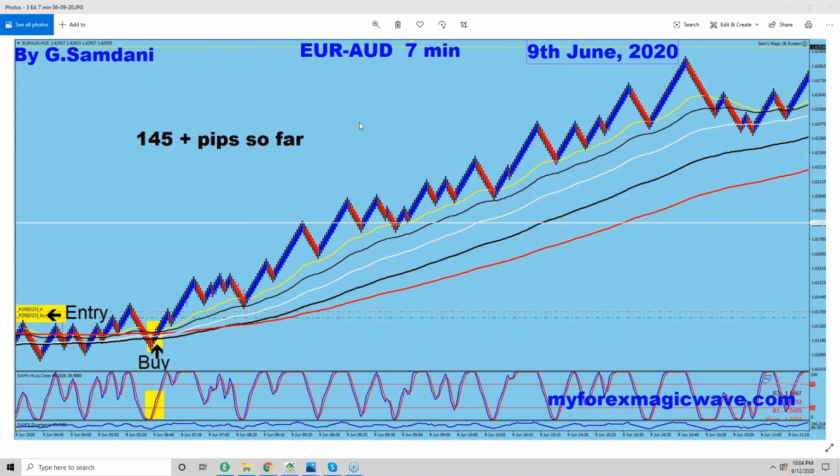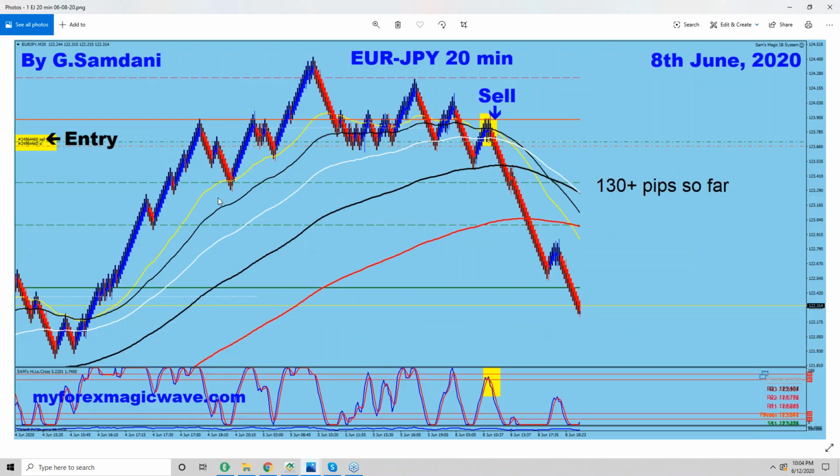I just want to show you a few things, the trades and the reasons. So let's see. Okay, this is the 9th. The week started on the 8th. So the week started on the 8th of June, right? So this was the first trade.